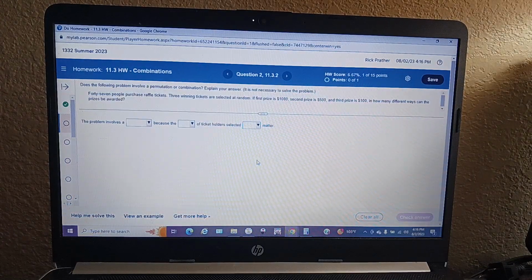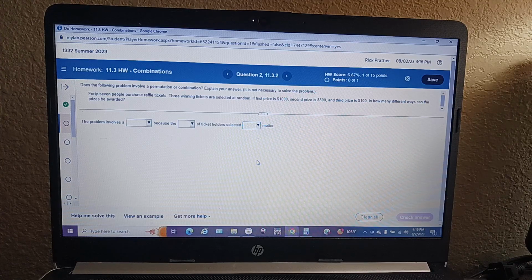Does the following problem involve a permutation or a combination? Okay, 47 people purchase raffle tickets. 3 winning tickets are selected at random. The first prize is $1,000, the second prize is $500, and the third prize is $100. How many different ways can the prizes be awarded? So I've got 47 people that bought tickets, and I need to choose 3 of them to win prizes. I've got to choose 3 out of the 47 people. So this is definitely a permutation or a combination and not the fundamental counting principle. I'm not doing 1 of 47 and 1 of 3.